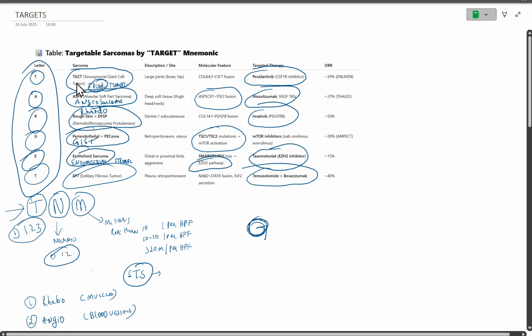Tenosynovial giant cell tumor, you have the COL6A3-CSF1 fusion. So basically, these are a lot of fusions with anything connected to the platelet-derived growth factor.